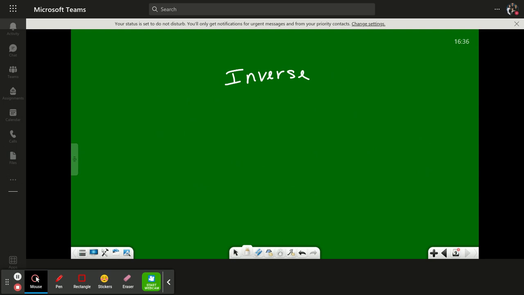So if I have an inverse function, inverse just means swap x and y. That's all you got to do, swap the x and the y.